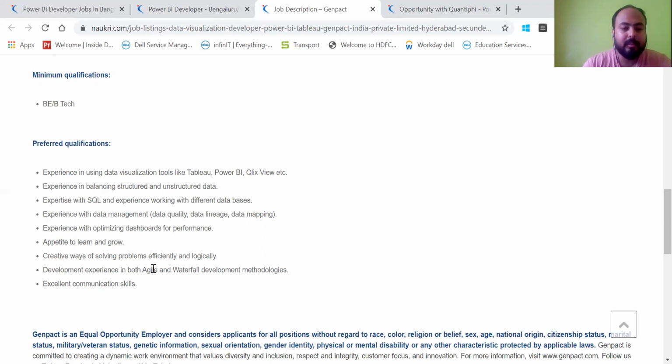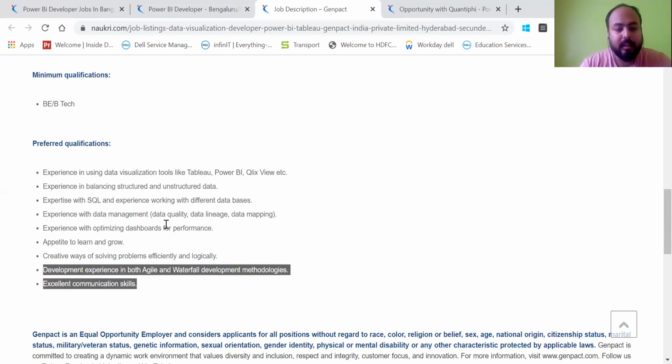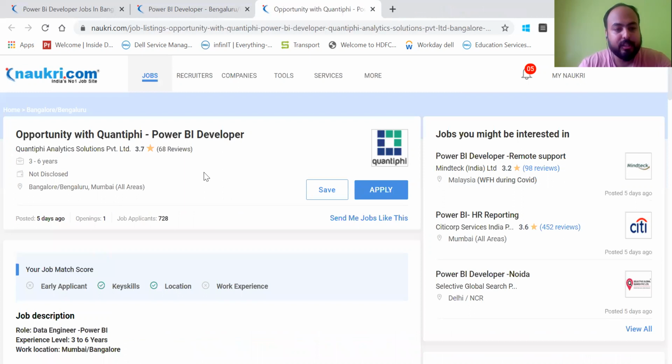Now, these are the basic things that you should know. But if you look into that, you should have knowledge about a BI tool. Then you should have knowledge about SQL along with that, and then the data management part. So this was about Genpact. Let me close this and move to the next one.